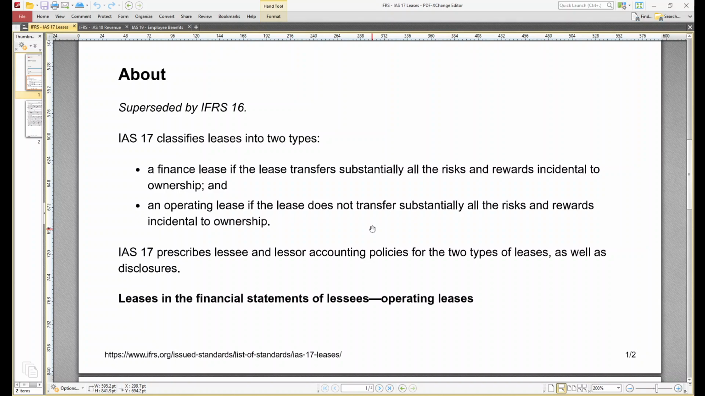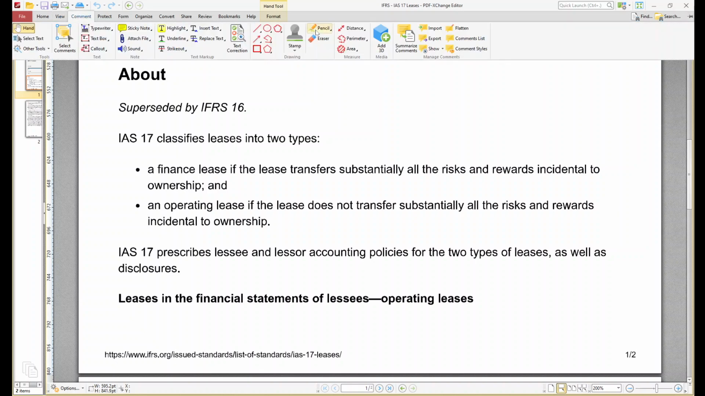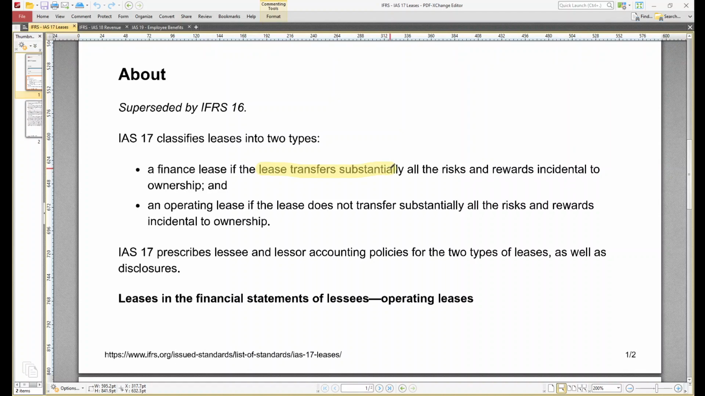So IAS 17 classifies leases into two types, either finance lease or operating lease. So finance lease yan if and only if the lease transfers substantially all the risks and rewards. Meaning, sa'yo na lahat yan, incidental to the ownership. Pero operating lease yan if the lease does not transfer.